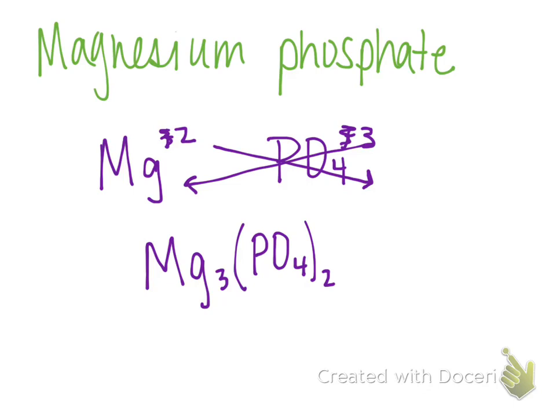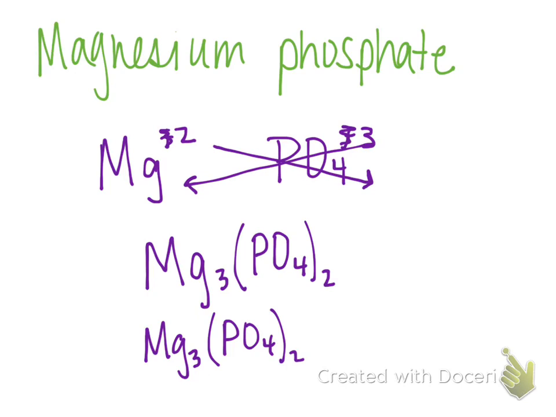Anybody get it on their first try? Yeah? Good. Something that I want you to think about is that when we finish our product, we don't write it like this, Mg3P2O8. We don't go ahead and distribute that two. We want to show that we need two phosphate molecules, so we don't want to distribute that two throughout. We're just going to say we need a phosphate. It's bonded to phosphate, and there's two of them.